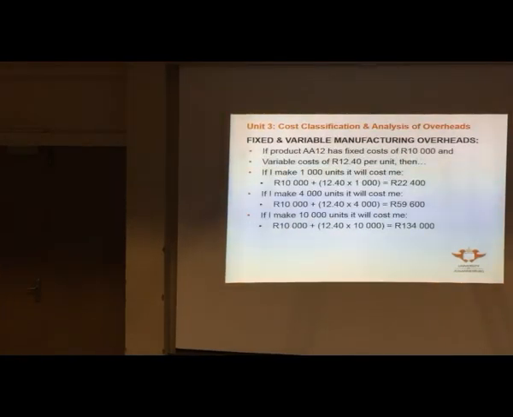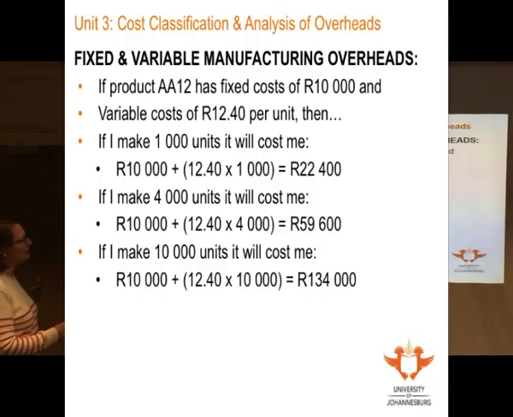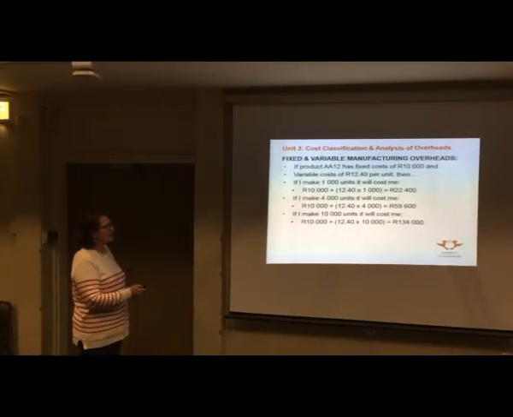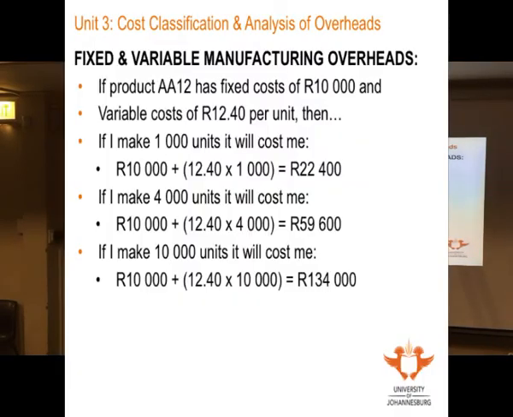So, for example, if the variable costs are 12 Rand 40 and the fixed costs are 10,000, if we make 1,000 units, then the total cost is going to be 10,000 plus 12 Rand 40 times 1,000 units.